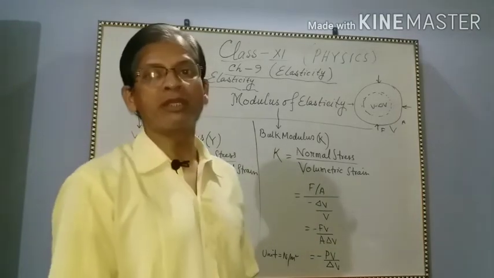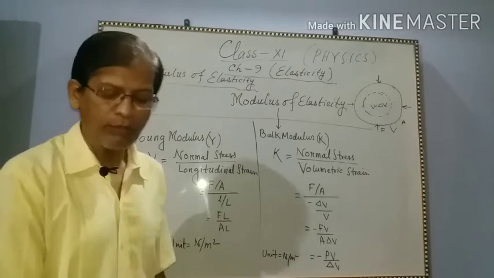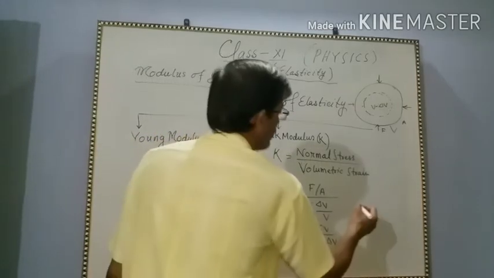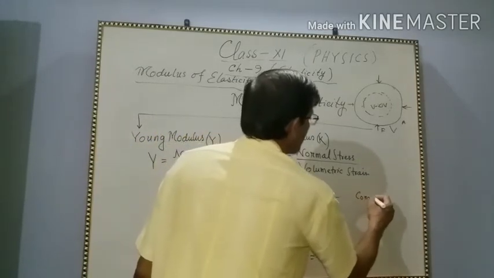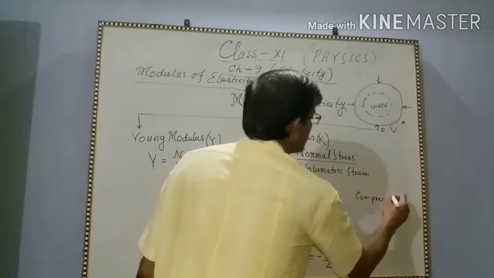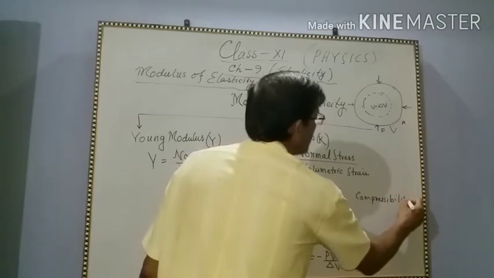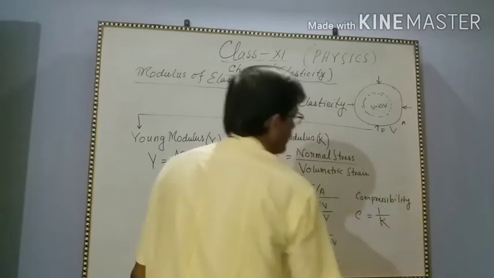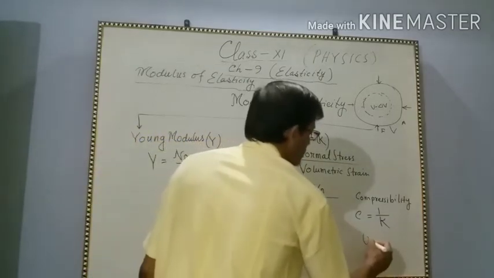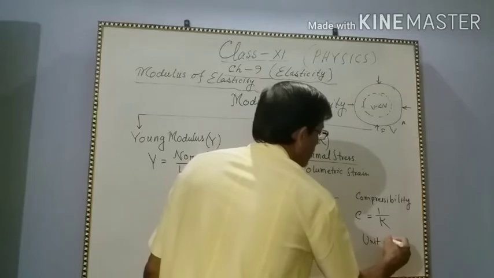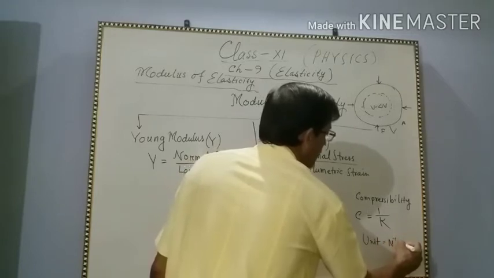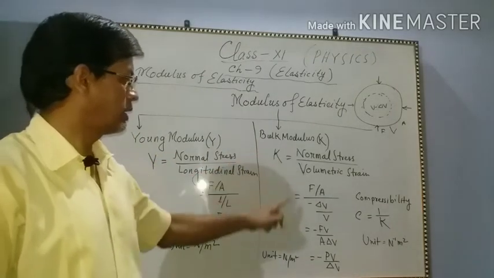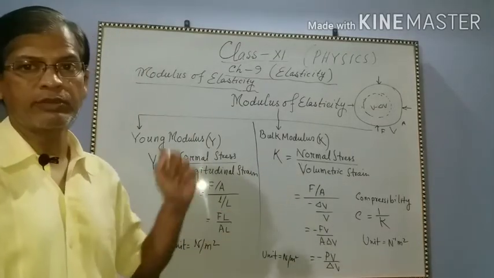Now compressibility. Compressibility is the reciprocal of bulk modulus, which is denoted by C, C equal to 1 by K. So its unit is this. Young modulus, bulk modulus, and the reciprocal of bulk modulus is compressibility.